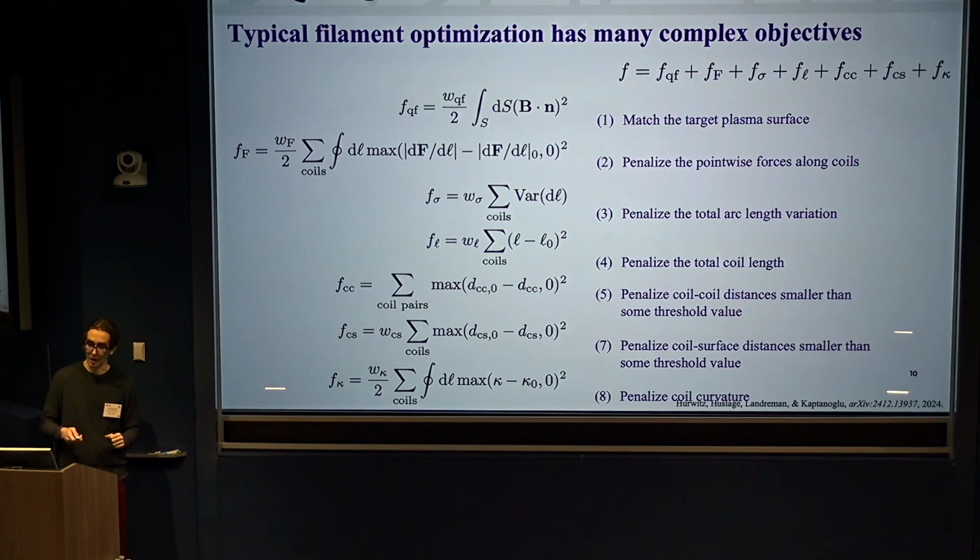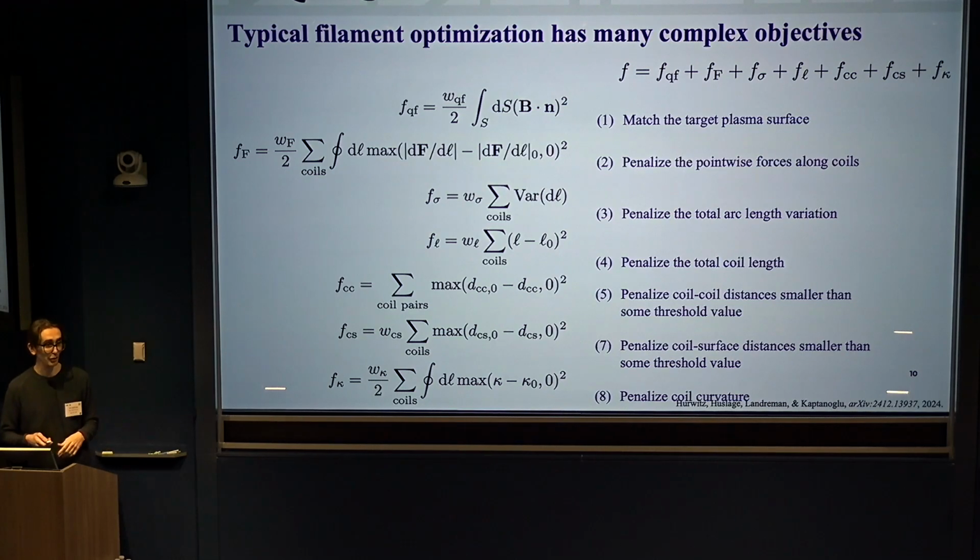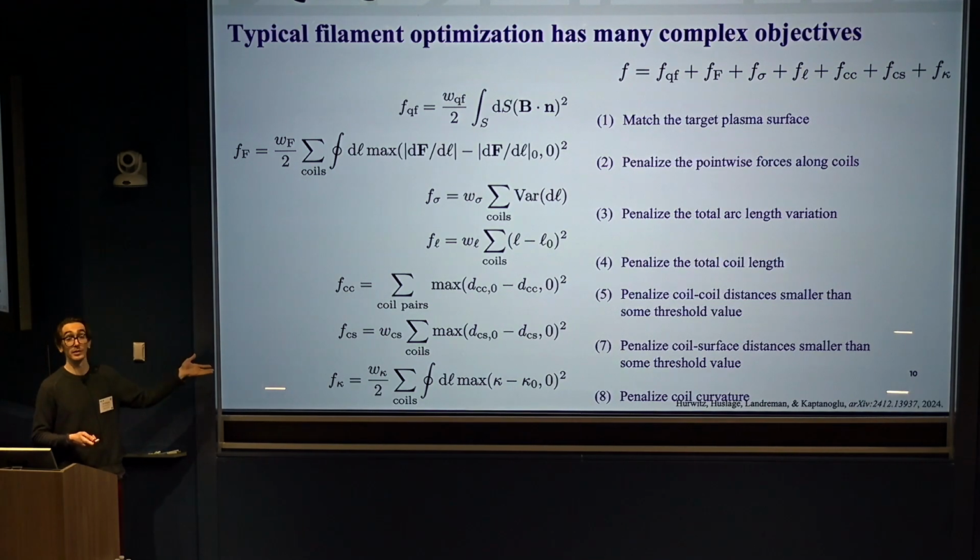Okay, to talk more about these different terms we want to add to this problem, one of the advantages or disadvantages of this approach is you can add lots and lots of sophisticated terms that give you regularization. So the first one, sorry, the notation change, but this is just match beta n on the plasma surface. And then we've added a bunch of other ones. So we want to penalize the pointwise forces along the coils, total arc length variation, penalize the total coil length, penalize the minimum coil-coil distances, penalize the coil plasma surface distance, and penalize the coil curvature. And this list is going to get even longer in a few slides. But this is actually typically what folks are doing these days for coil optimization.